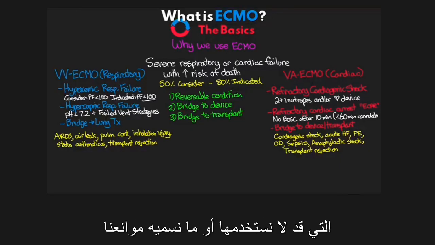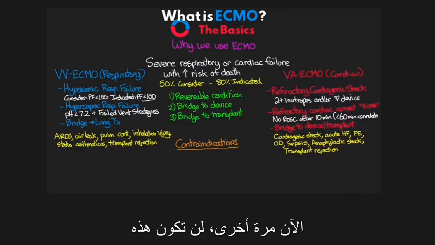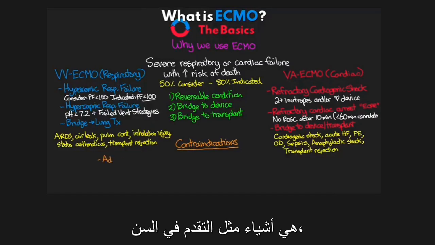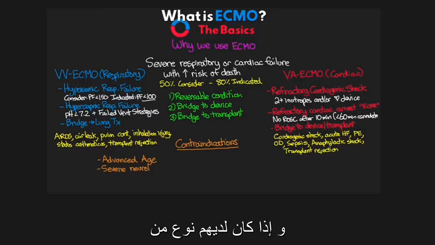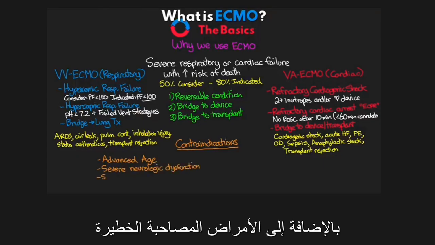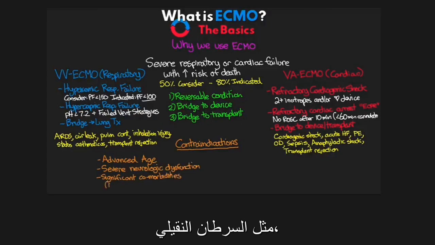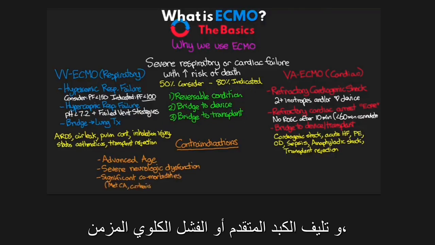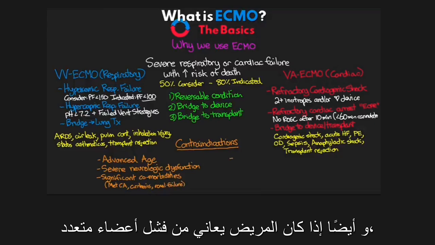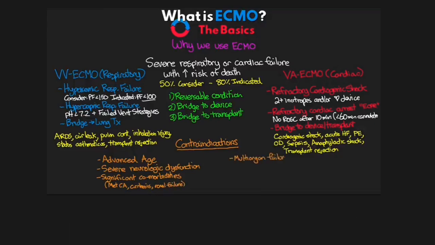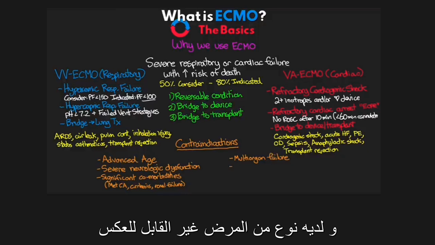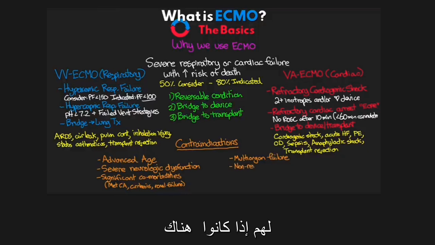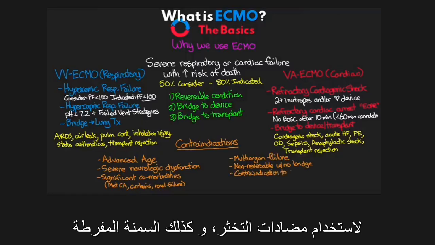some of the reasons that we wouldn't, or what we call our contraindications. Now, again, this is not going to be a completely exhaustive list, but some of the things that would be contraindications for ECMO would be things like advanced age, if they have some sort of severe neurological dysfunction, as well as significant comorbidities like metastatic cancer, advanced cirrhosis, or chronic renal failure. Also, if the patient is in multi-organ failure, has some sort of non-reversible illness without a bridge as an option for them, if they have contraindication to anticoagulation, as well as morbid obesity.